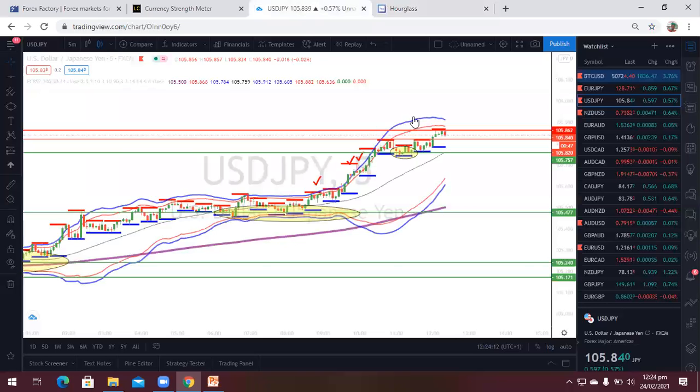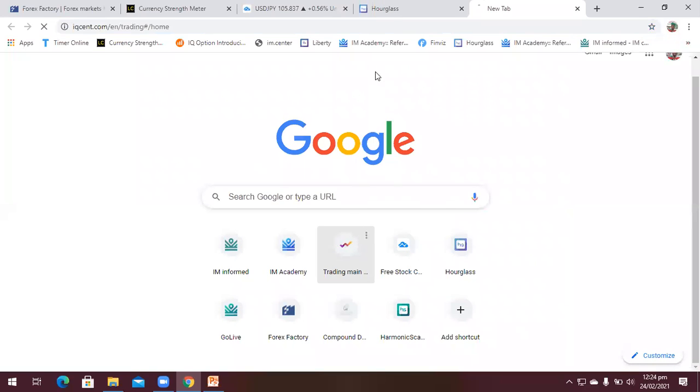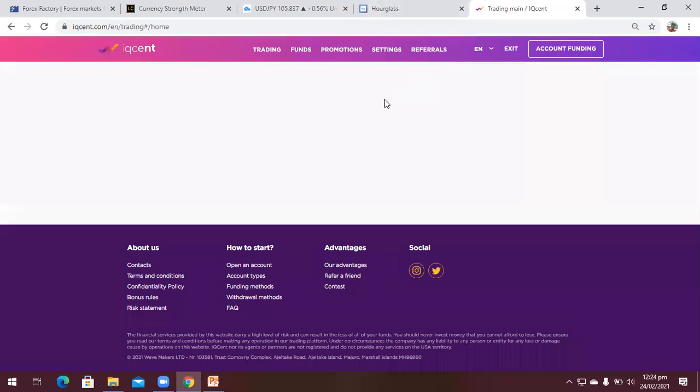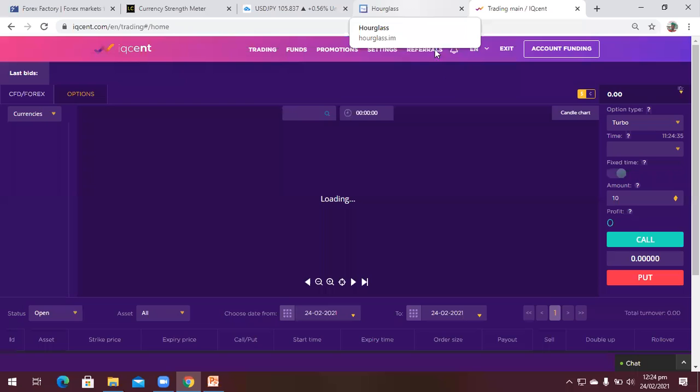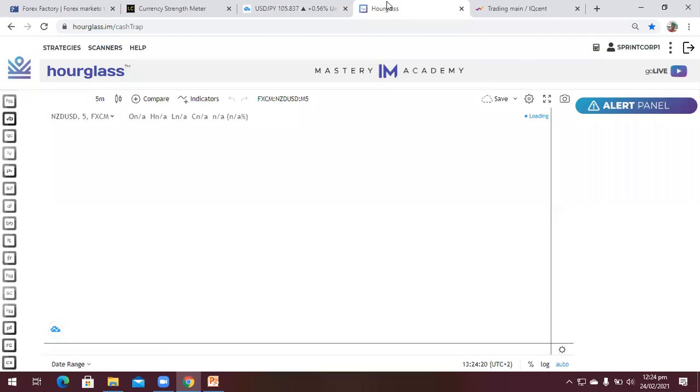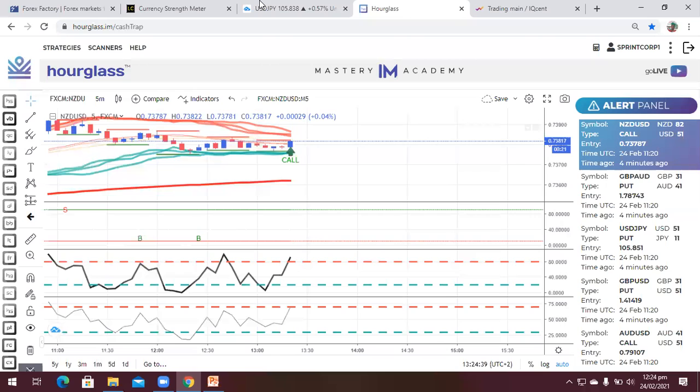Okay, so at this point now, you have the red candle, you have price reacting at this point. Let me go set my, everyone set up your IQ Cent account. Which of the accounts? Okay, I've not made 5% on this one. Okay, good. So what are we looking for on USD JPY now?